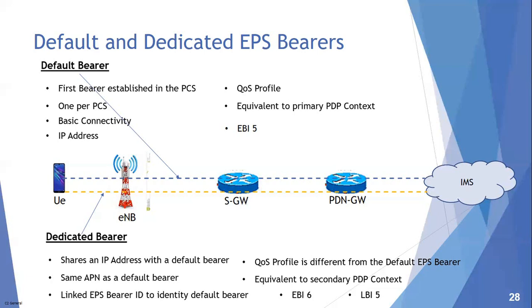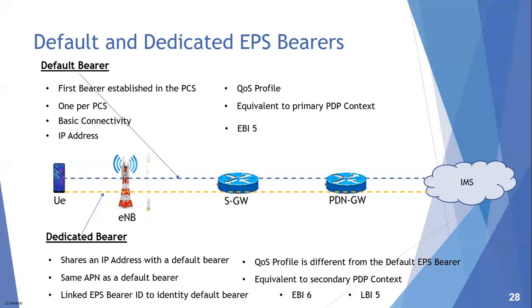Let's say that I have a requirement because I have to send packets with a different quality of service than in the default bearer. So I have to create or establish a new bearer. And this new bearer, I'll call it the dedicated bearer. So if I create more than one bearer in one PDN connectivity service, the other bearer that I will create is called the dedicated bearer.